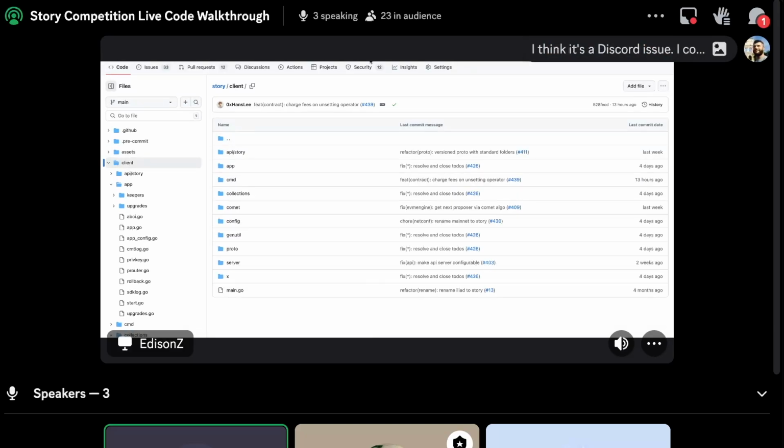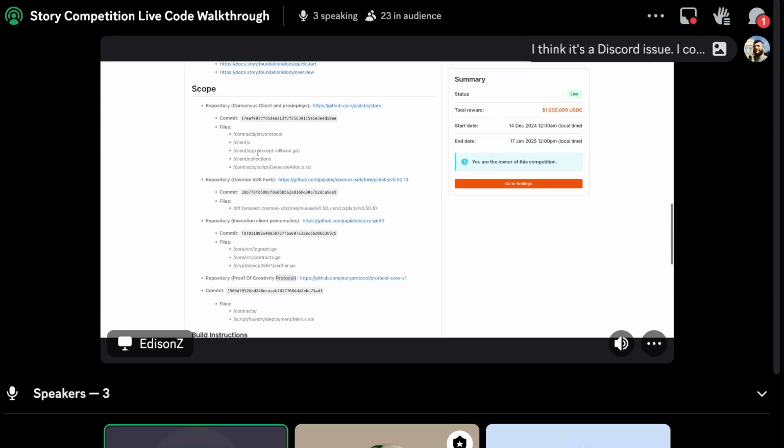We come back to this page. So the next one is our Cosmos SDK fork.